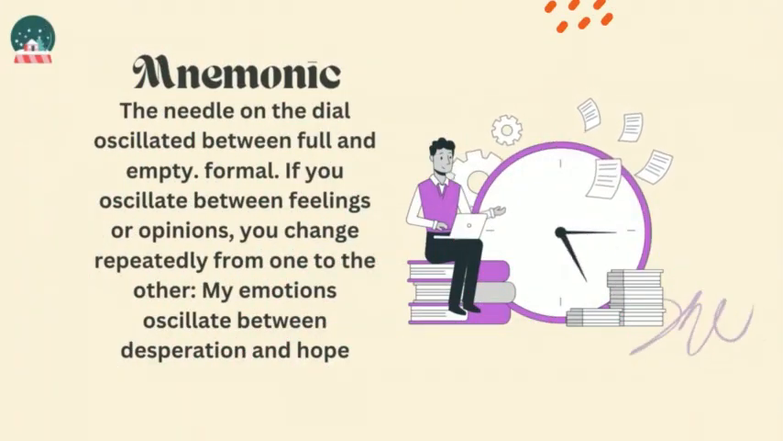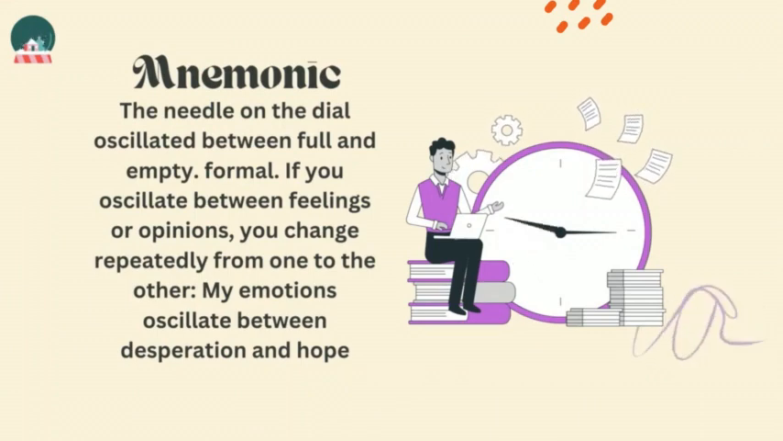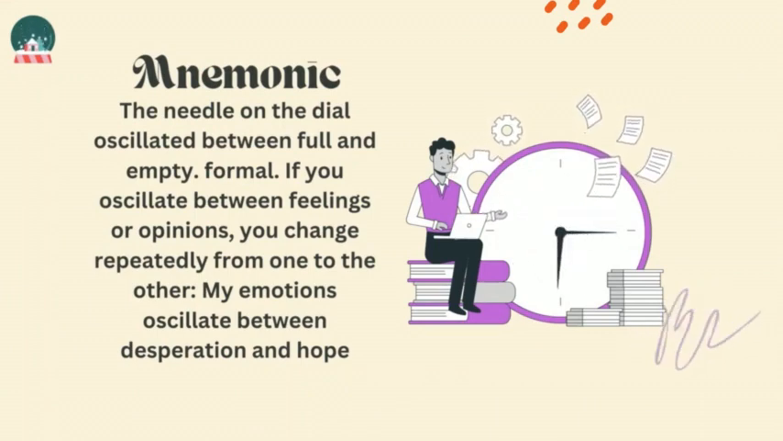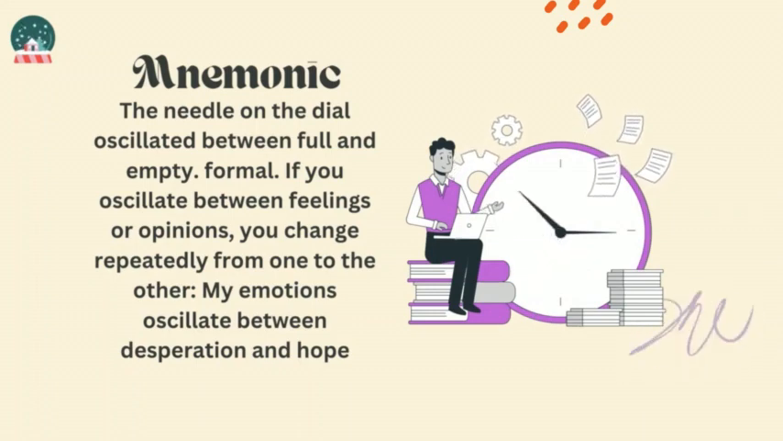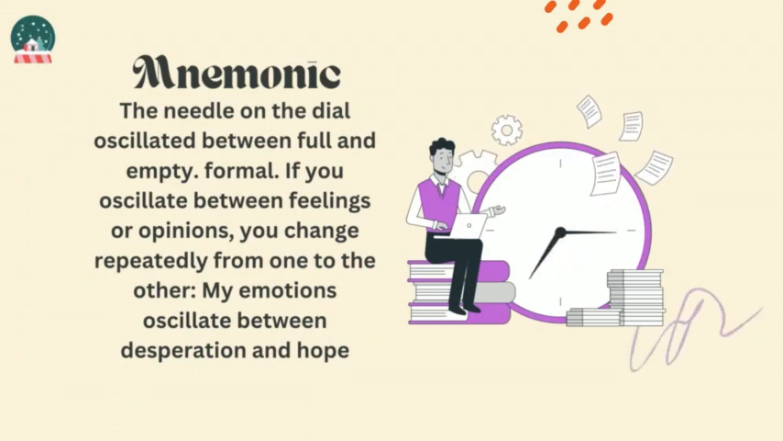Memory aid to help you memorize this. The needle on the dial oscillated between full and empty. Formal: if you oscillate between feelings or opinions, you change repeatedly from one to the other. My emotions oscillate between desperation and hope.